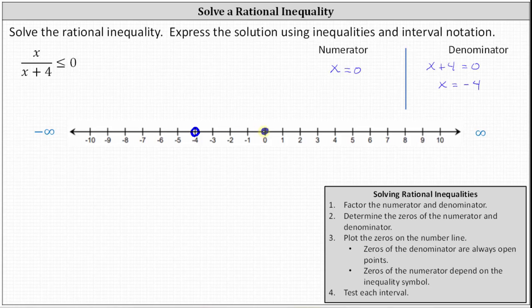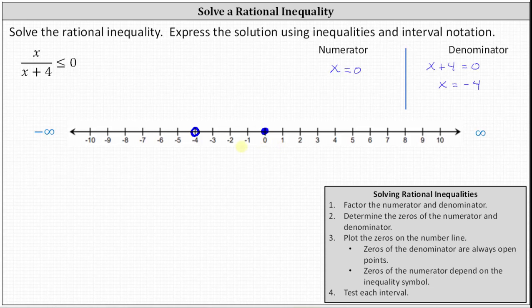When x equals 0, the rational expression on the left is equal to 0, and 0 less than or equal to 0 is true, which is why we have a closed point at x equals 0, indicating 0 is a solution to the inequality. Notice these 2 points divide the number line into 3 subintervals, one on the left, one in the middle, and one on the right.